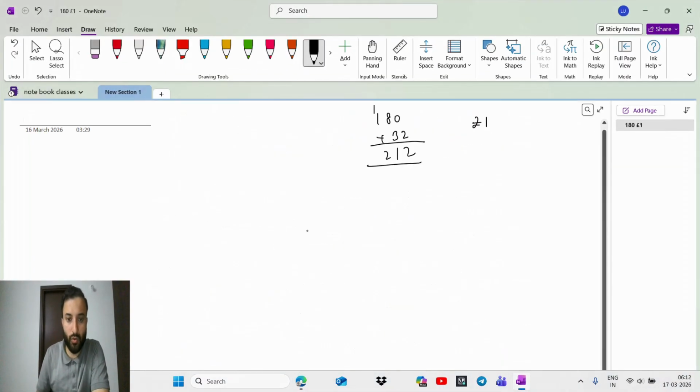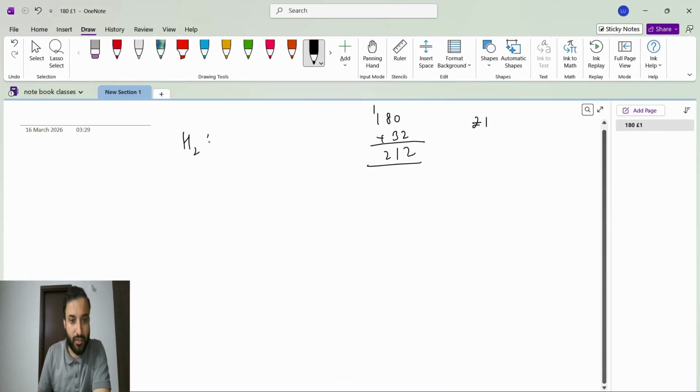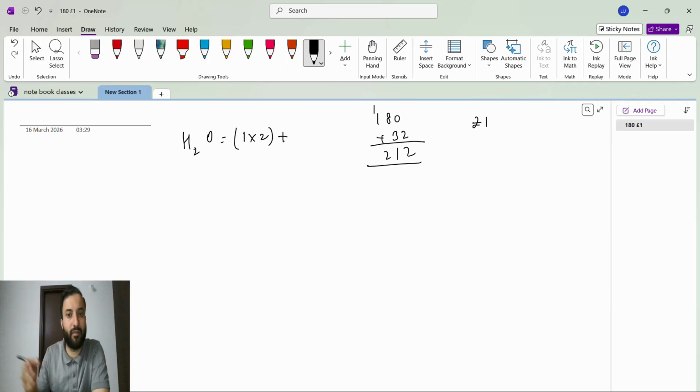So look, H2O. What is the molar mass of hydrogen? 1. And how many hydrogen are there? 2. So 1 into 2 plus, we know after every element we have to do plus. Oxygen is what? 16. And how many oxygen are there? 1 oxygen only. So 1 into 2 plus 16, it is 18. That's it.